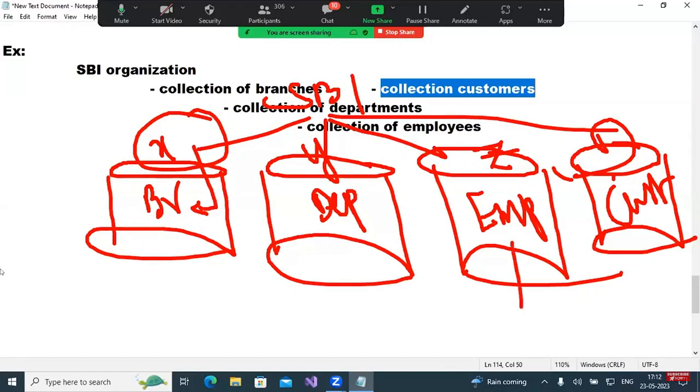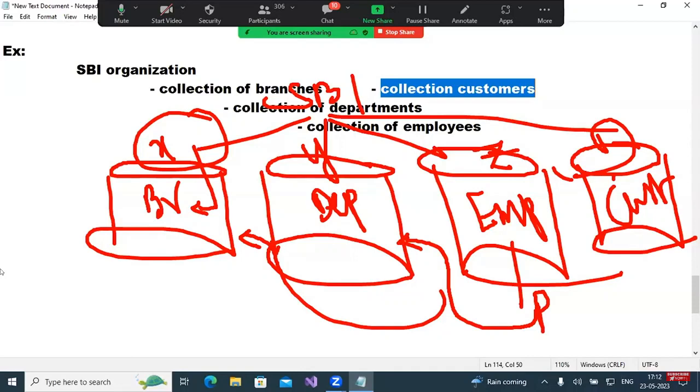Suppose one of the employees is called P. In which department and which branch is this employee P working? I want to know that. If I'm storing like this, can I know it now? No, impossible, because these are all separate. So that's why this kind of operation is highly difficult.